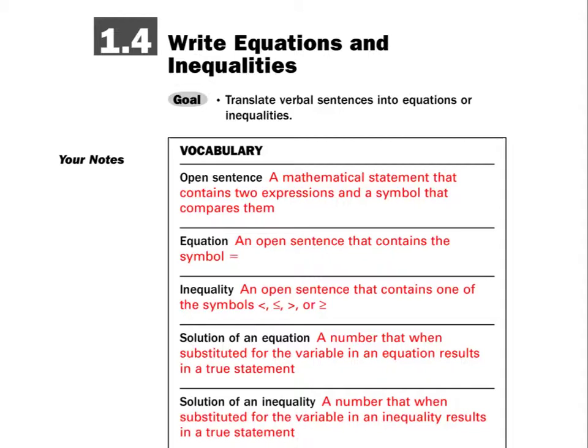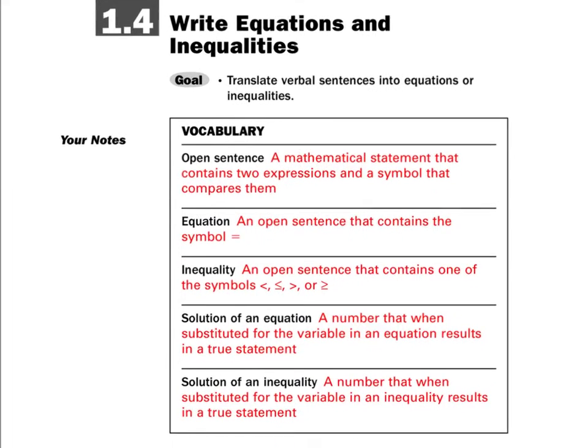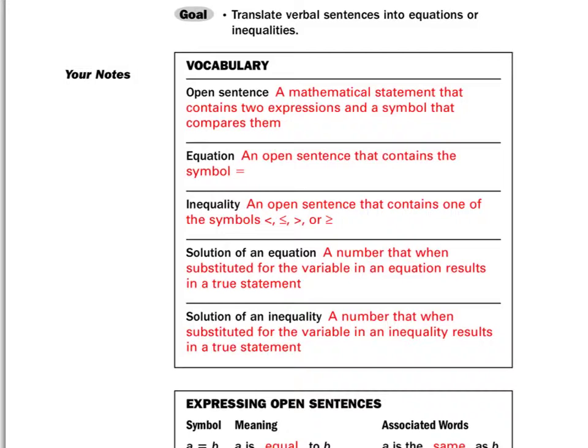So your goal for today is that you will be able to translate a verbal sentence into an equation or an inequality. We have several vocabulary words. We have open sentence. This is a mathematical statement that contains two expressions and a symbol that compares them. Specifically, an equation is an open sentence that contains the equal symbol. It's right here.